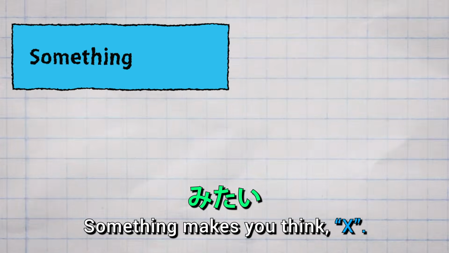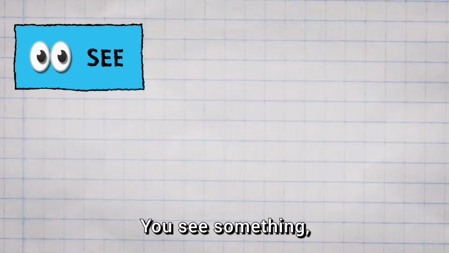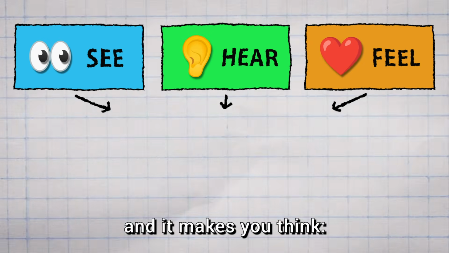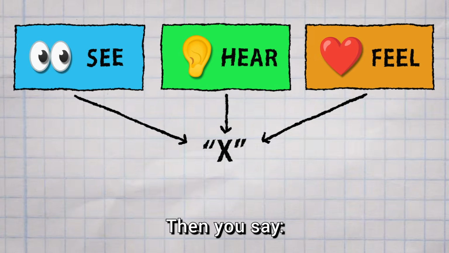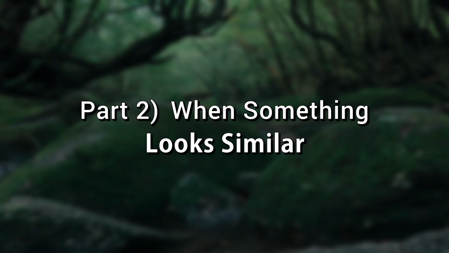And that's the core image. みたい, something makes you think X. Something happens. You see something, hear something, or feel something, and it makes you think X. Then you say, X みたい. That's the basic idea. Let's start with the easiest one.